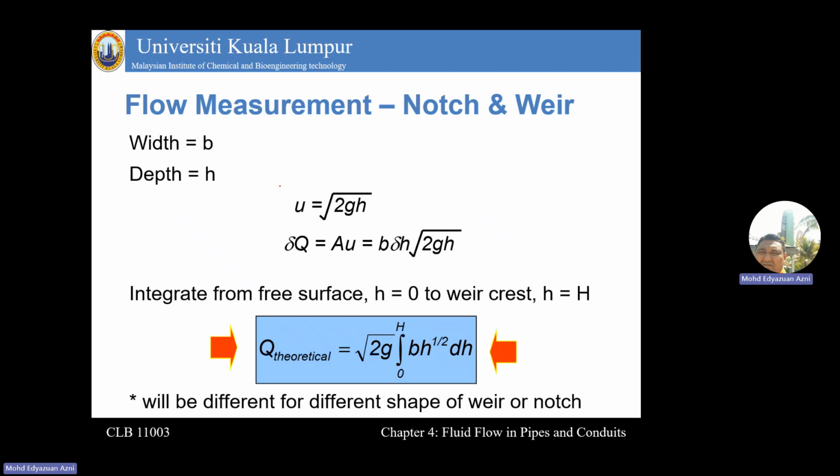So we can also measure the width and also the depth. By substituting these two into our standard formula from here, at the end we will get the Q theoretical for notch and weir over here. So this is the standard formula for chapter 4.